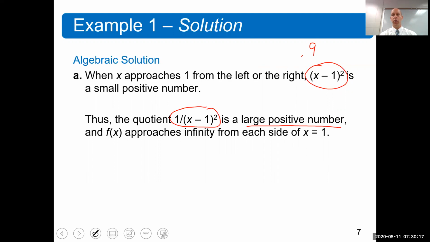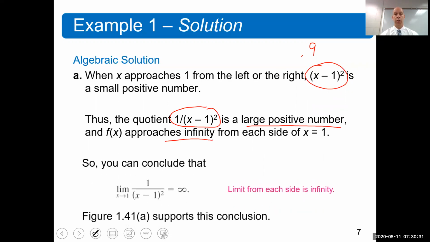As I get closer to 1, that bottom number, which is positive, is going to get smaller and smaller and smaller. The top's still saying 1, so it's actually going to grow, and it's going to grow and approach infinity. In other words, it's going to grow without bound. So we can conclude that the limit of the function as x goes to 1 is infinity.